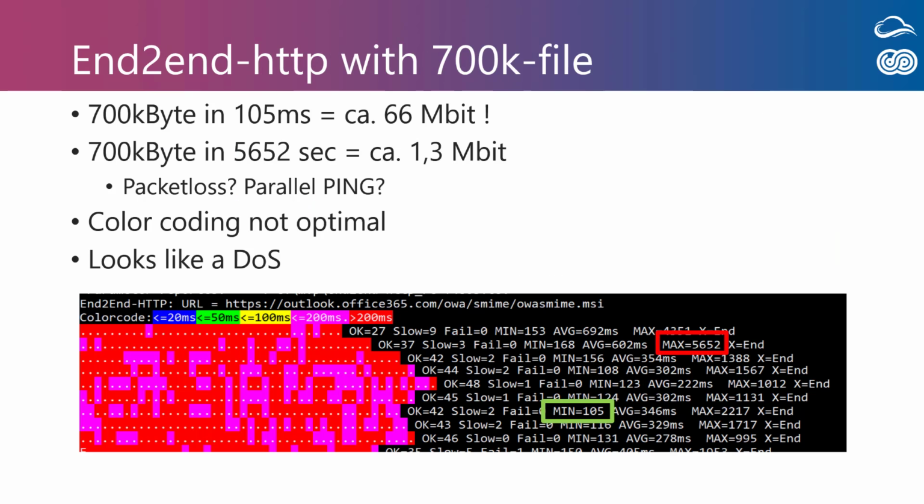And that's a customer situation. The same test, I'm using a 700 kilobyte file. That's the SMIME control from Outlook Web Access. If you know the URL, it is here.